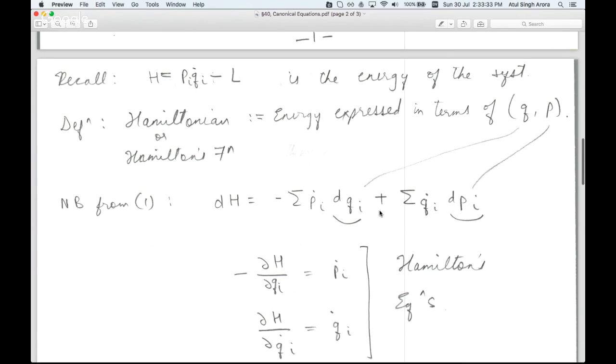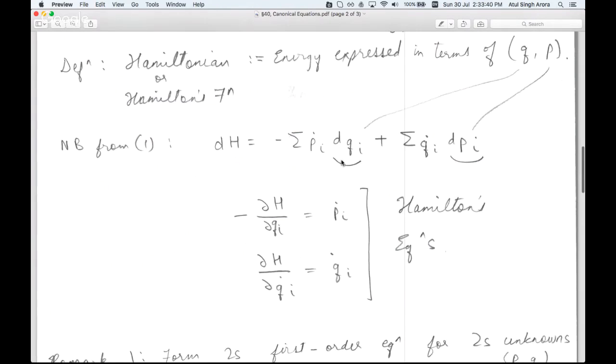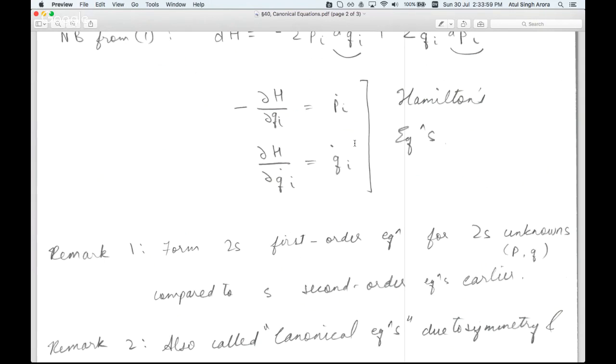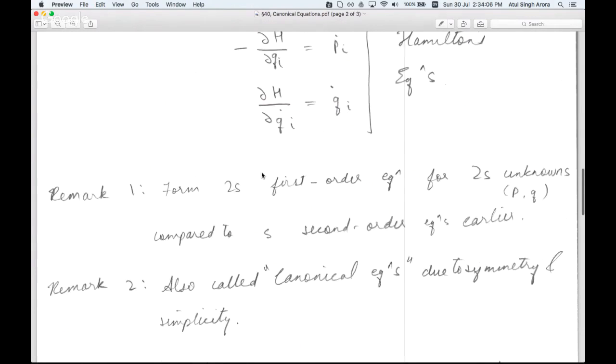plus q̇i dpi. Now look at the independent variables in this equation. The independent variables are qi and pi, so H is a function of q and p alone, and it then follows that ∂H/∂qi is equal to minus ṗi, and ∂H/∂pi is q̇i. These differential equations are called Hamilton's equations. Now there are two interesting things to be said about these.